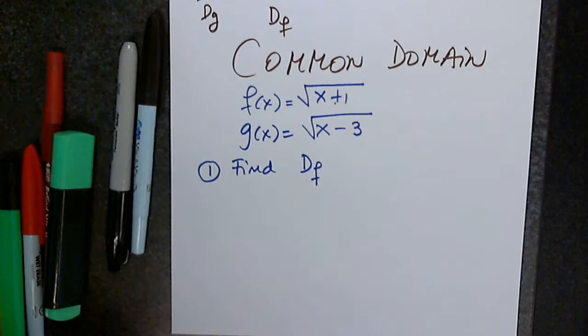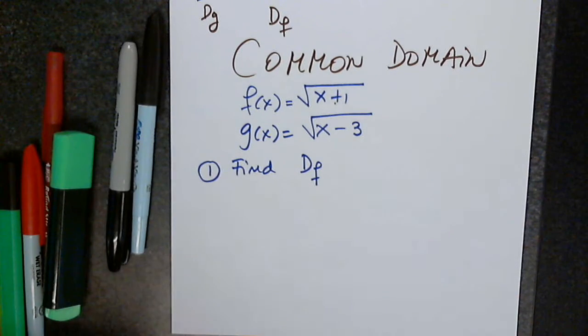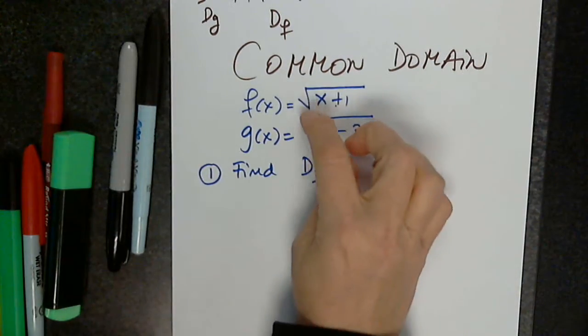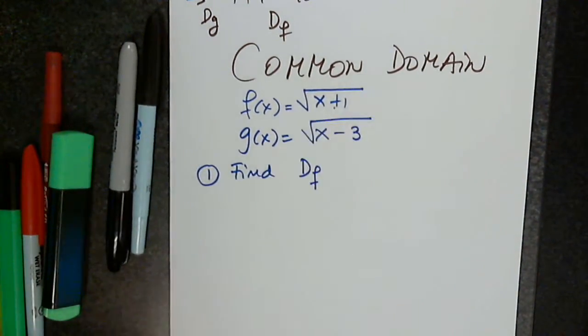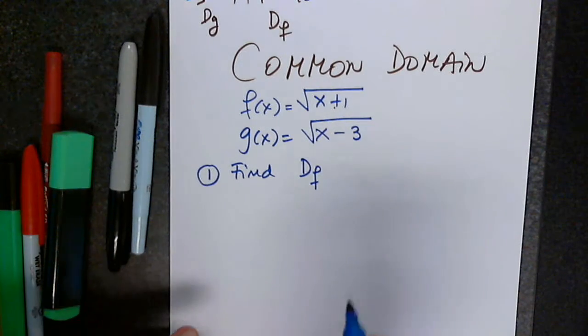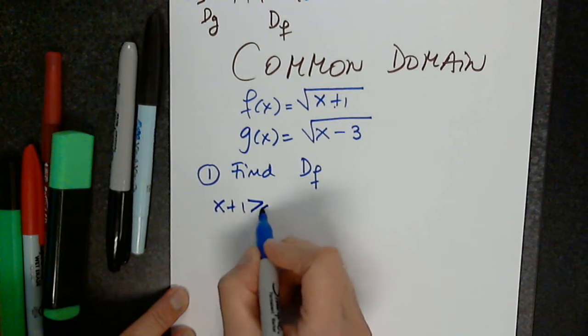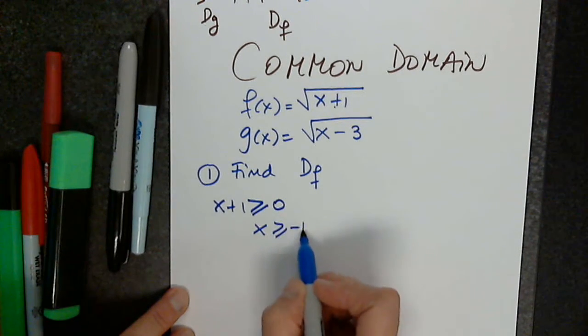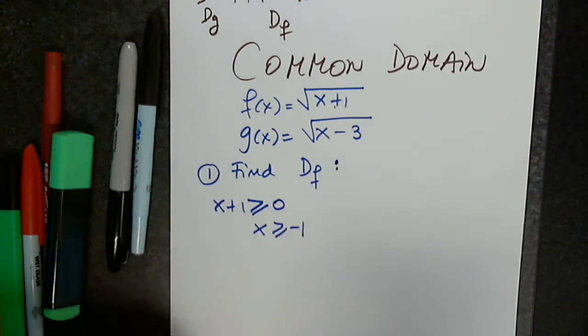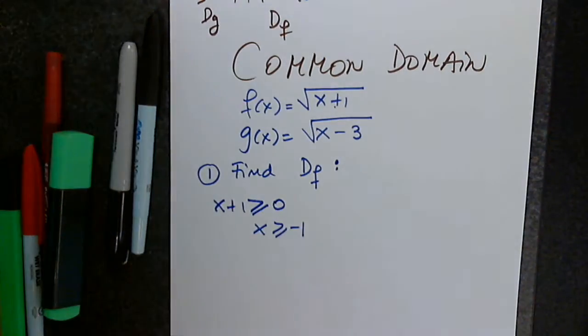Excellent. Did you all hear? X plus 1 must be greater than or equal to 0, because from chapter 10, we know that we cannot take the square root of a negative number. So therefore, I have to write x plus 1 greater than or equal to 0. I move 1 to the other side, greater than or equal to negative 1. Can anyone now give us a domain of function f?